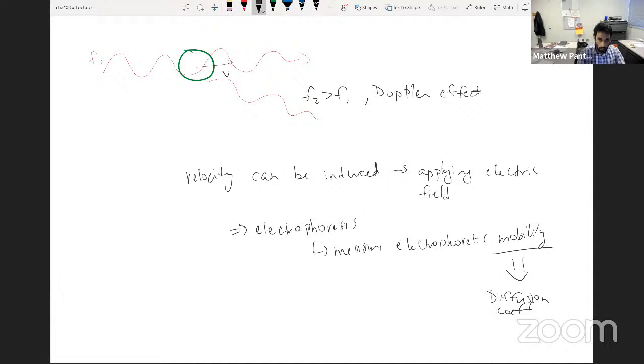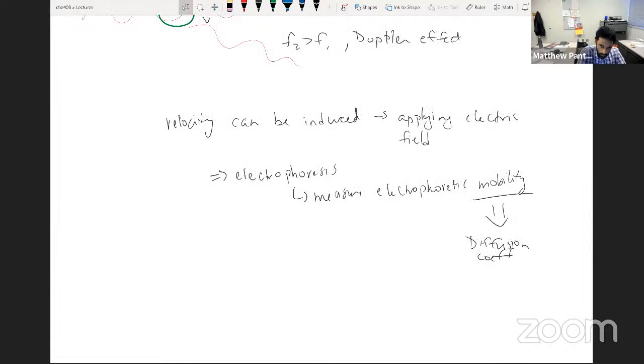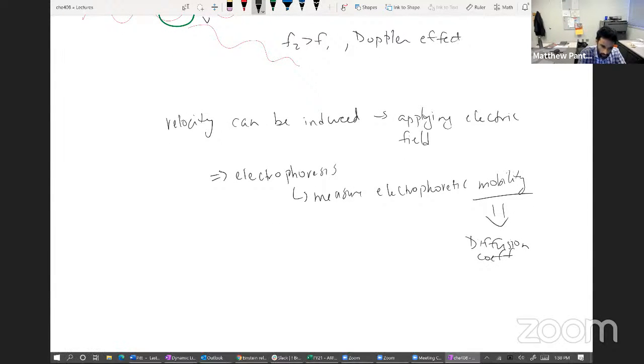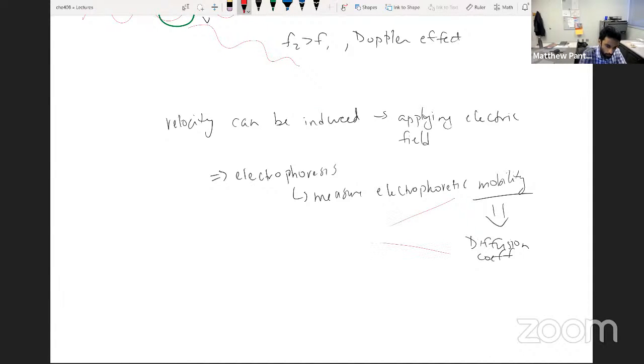So just to be clear, what is the diffusion coefficient and mobility relationship? The diffusion coefficient equals mu, which is the mobility, times kT over q. And let's call this mu_q, where this is the electrophoretic mobility. Okay, so that's the basis for this.